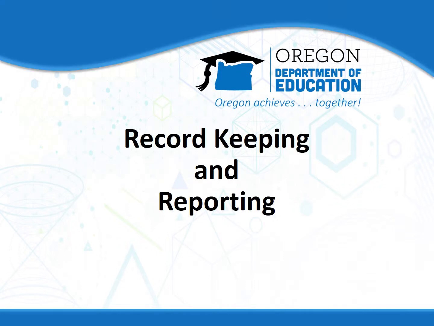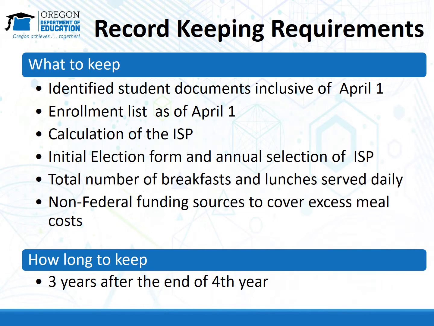Record keeping and reporting. This slide lists the records that must be retained each year of CEP. A 4-year cycle of records may be discarded 3 years after the end of the 4th year of CEP. For example, if you started CEP in school year 2014-15, then the cycle would end June 30th, 2018, and 3 years later, the records may be discarded after June 30th, 2021.